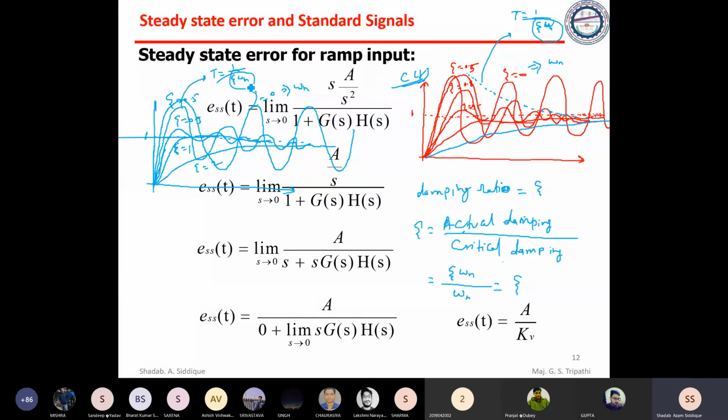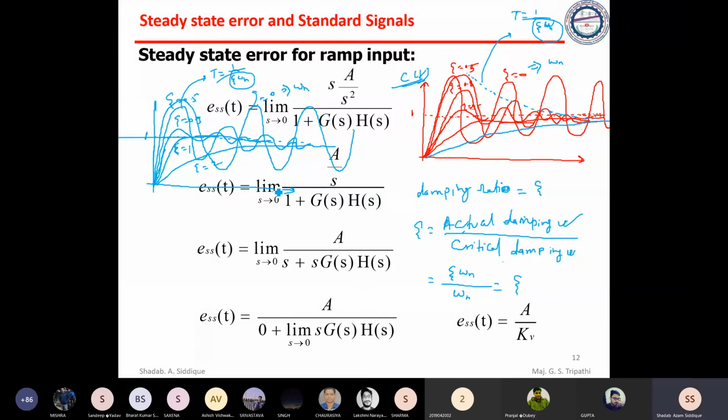That's called actual damping, and actual damping is nothing but the practical system. This is the practical system. This is the ideal case. So practical divided by ideal is equal to the damping ratio. Actual damping divided by critical damping, that is called the zeta value. That is called the damping ratio. Okay. So that's how you can go through this.